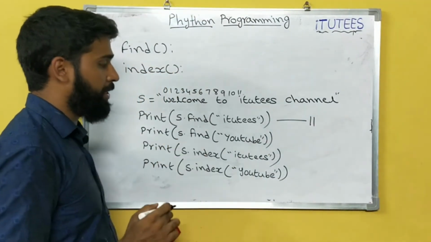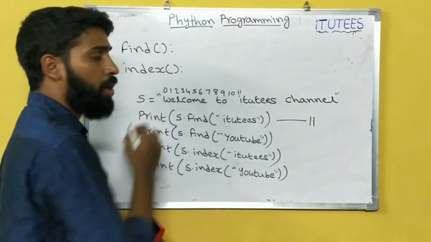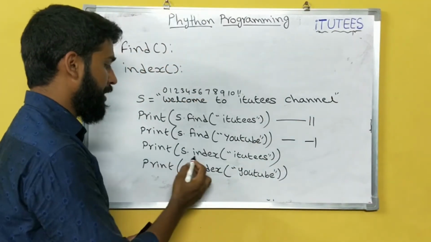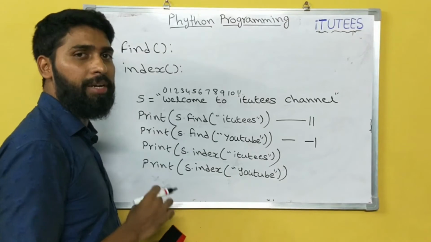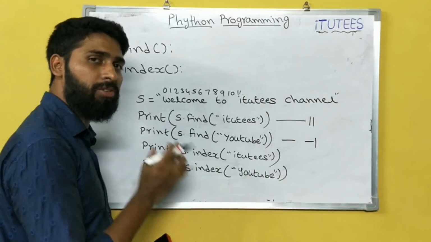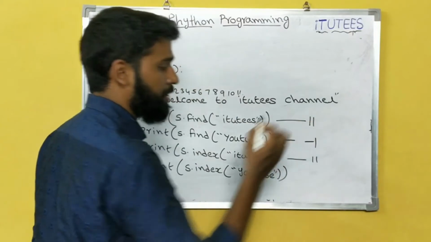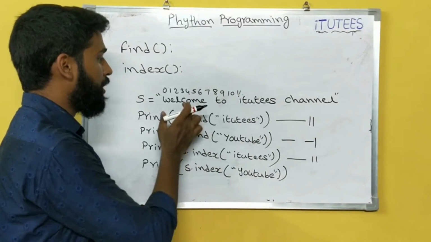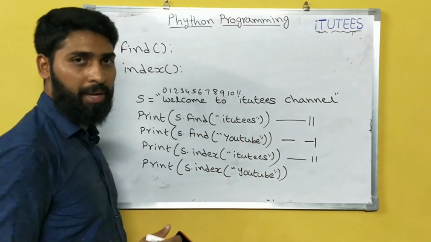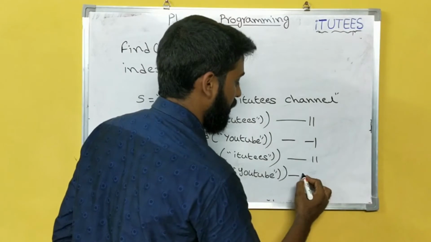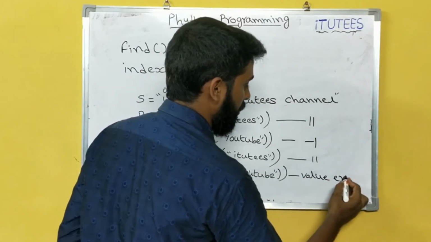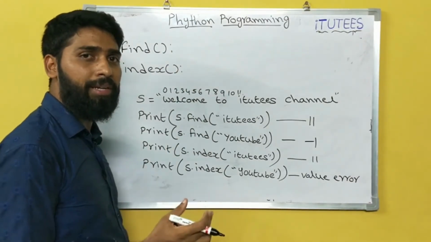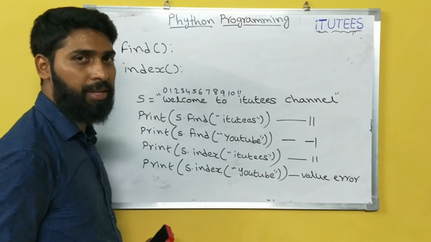Next, S.find('YouTube'). YouTube is not in S, so it returns -1. Print S.index('ITUTEES'). This index function is also similar to find. It also returns the index of the substring, 11. But S.index('YouTube'), YouTube is not in S. If you are using find, it returns -1. But index raises a ValueError. So this is the use of find and index. These functions are used to find the index of a substring in a string.